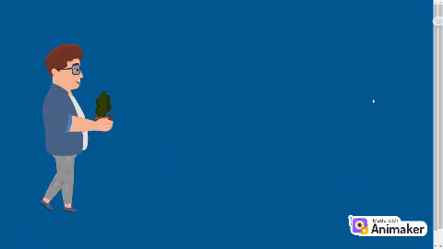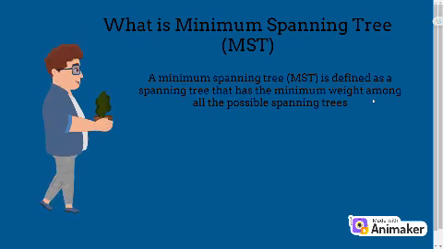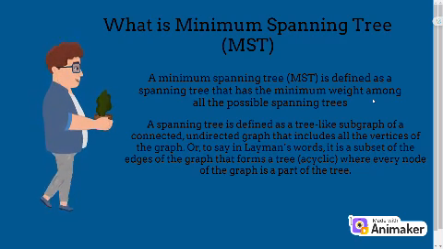What is a minimum spanning tree? MST. A minimum spanning tree is defined as a spanning tree that has the minimum weight among all the possible spanning trees. A spanning tree is defined as a tree-like subgraph of a connected, undirected graph that includes all the vertices of the graph, or, to say in layman's words, it is a subset of the edges of the graph that forms a tree, acyclic, where every node of the graph is a part of the tree.